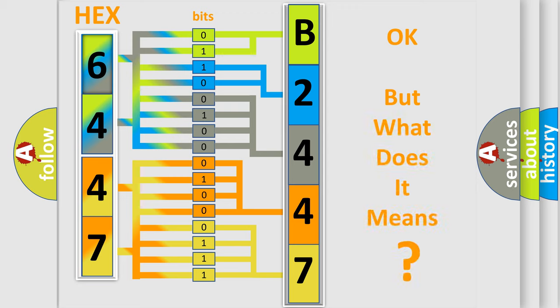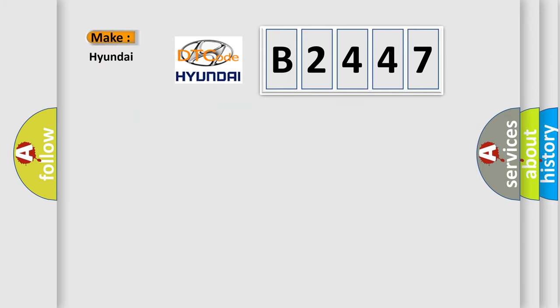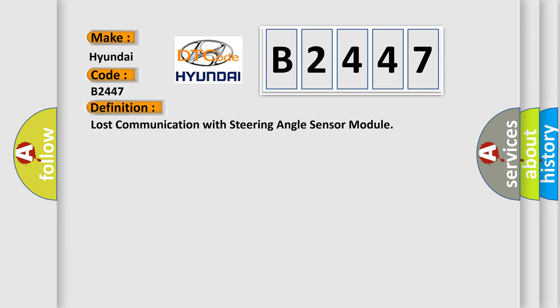The number itself does not make sense to us if we cannot assign information to what it actually expresses. So, what does the Diagnostic Trouble Code B2447 interpret specifically for Hyundai car manufacturers? The basic definition is lost communication with steering angle sensor module.